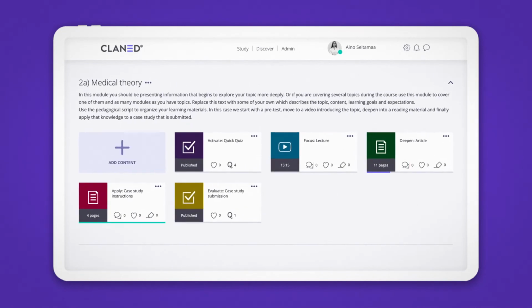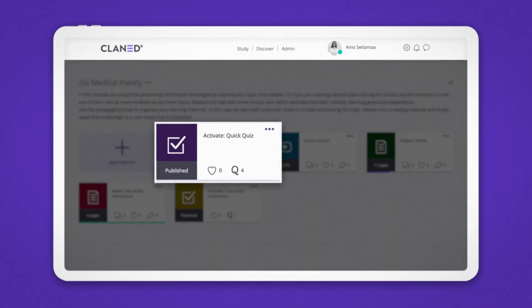In Planet, we follow a process called pedagogical scripting. It's a great way to organize your online learning materials. It begins with an activation task that sparks the learner's interests.